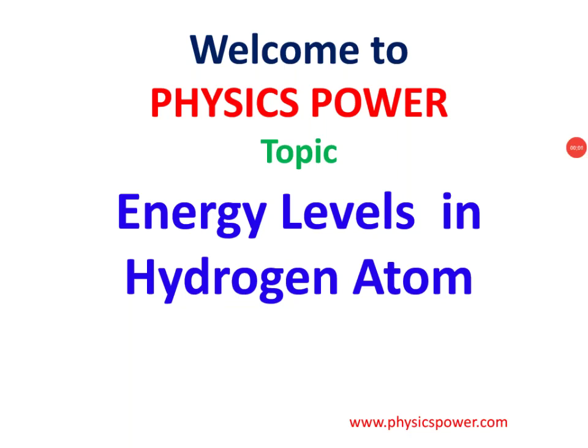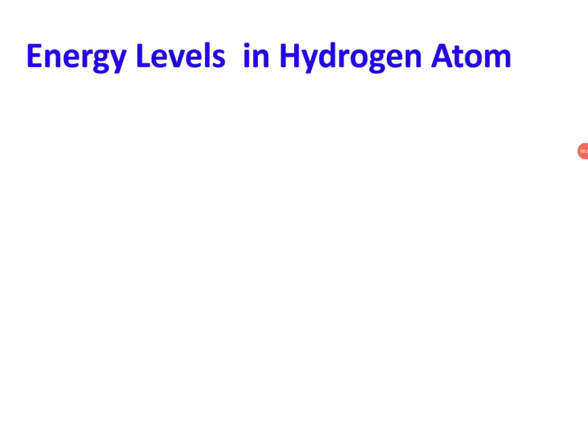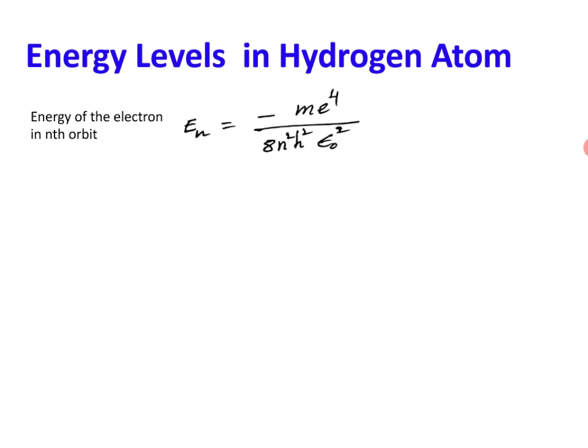Energy levels in hydrogen atom. To analyze the energy levels in hydrogen atom, according to Bohr, the energy of electron in the nth orbit, that expression if you consider, that is En equals to minus m e power 4 by 8 n square h square epsilon naught square. So here if you substitute all constant values other than n square, that is the principal quantum number, then you will get the expression like this: En equals to minus 13.6 by n square electron volt.